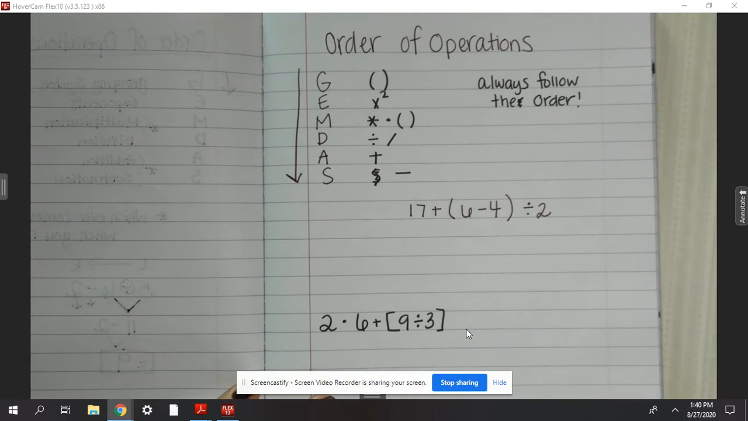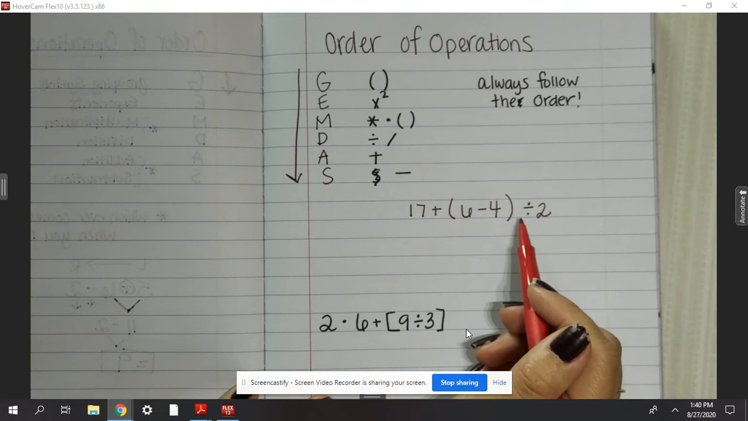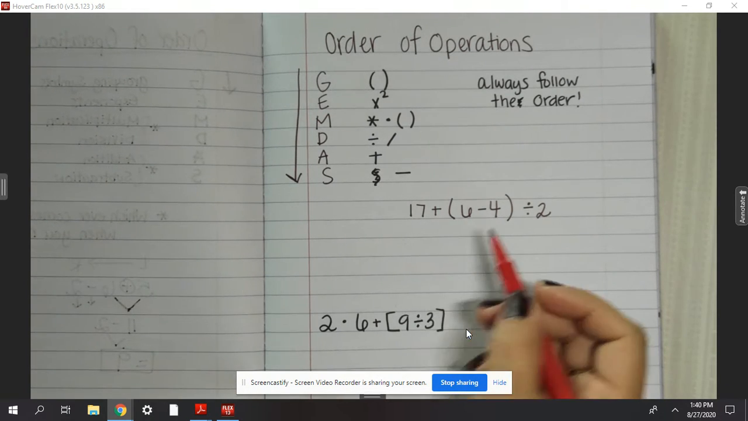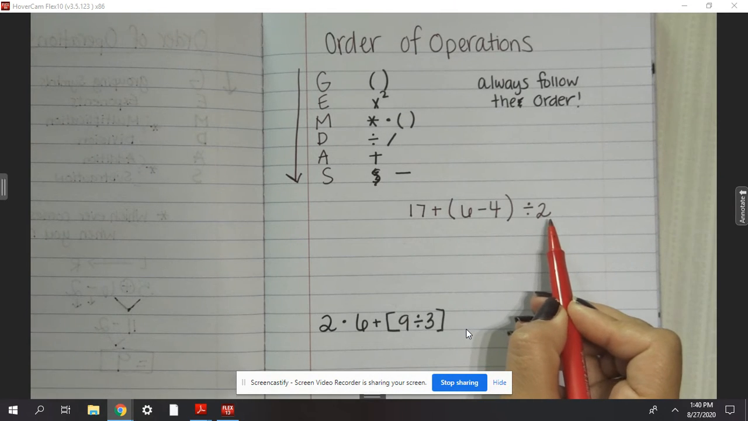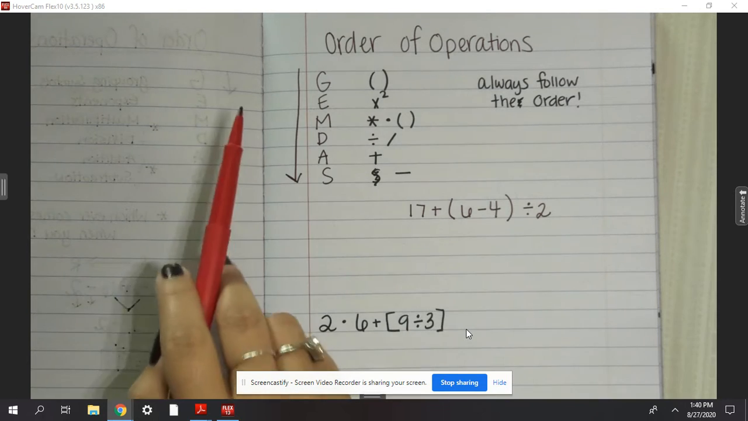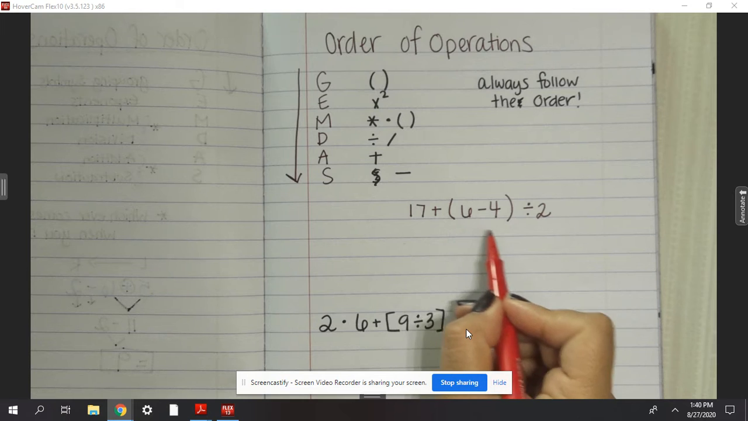So I'm going to go ahead and get started. I'm going to look at the expression 17 plus 6 minus 4 divided by 2. Okay? Whenever we read expressions, we look left to right. That's how we read them, just like when we're reading a book. And I'm going to ask myself, do I have grouping symbols? And my answer is yes, I do.